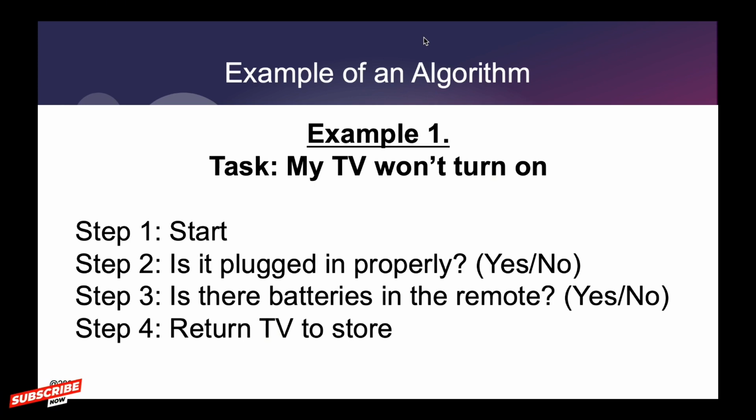Okay. So when you have returned the TV to the store, at the store they can choose to give you a new one or they can choose to repair it, and that is all for you. So you end your algorithm here. You end the algorithm by stopping. So this is how we write a simple algorithm to solve a problem.